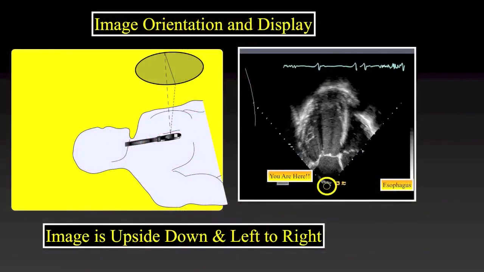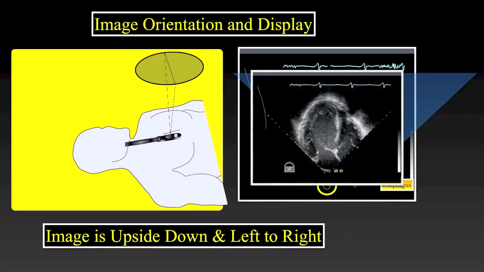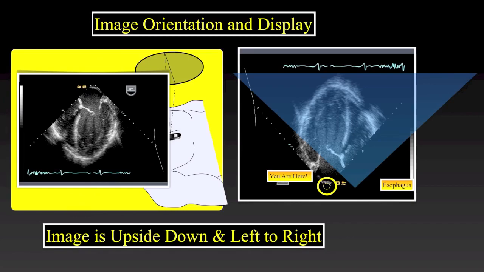To reinforce, the image is flipped and rotated left to right from what is initially acquired. This is a standard convention in most centers.